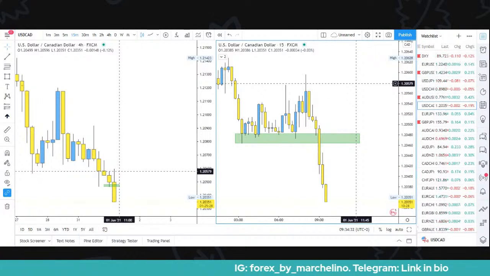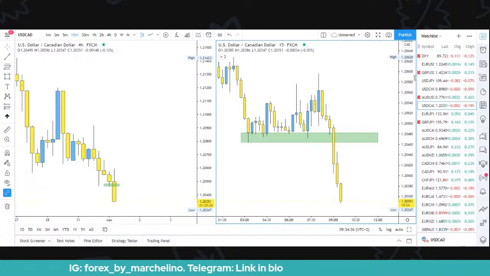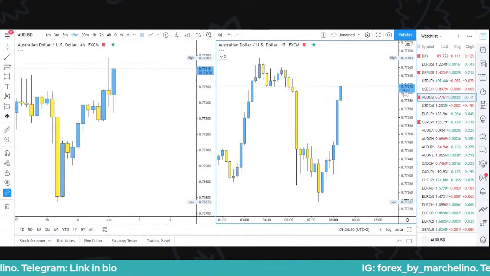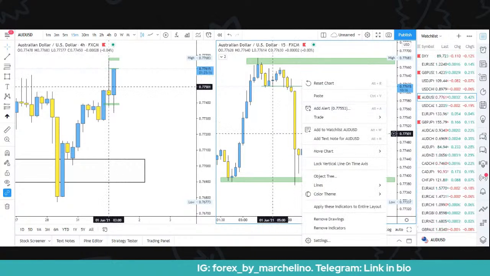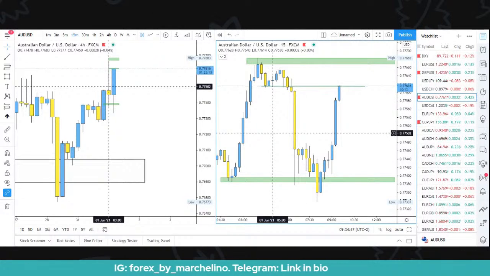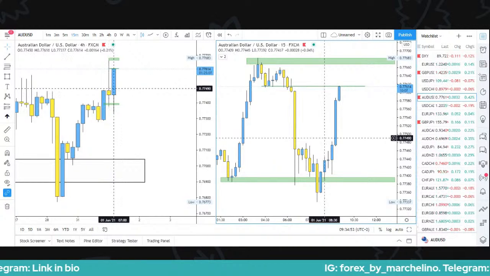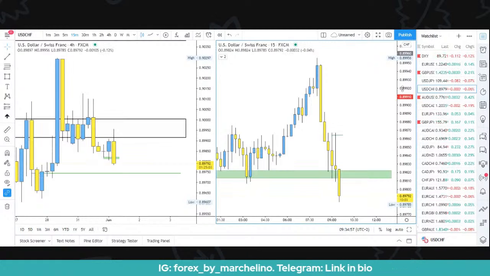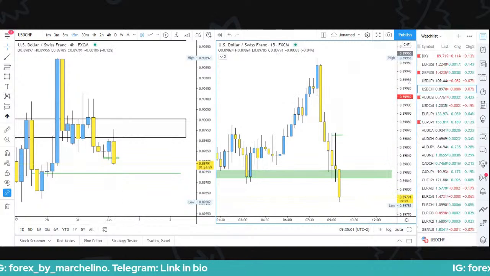USD CAD looking yellow. It's just looking extremely AUD. Bloody AUD, mate. Makes me tired. AUD makes me tired. I swear, AUD, USD.